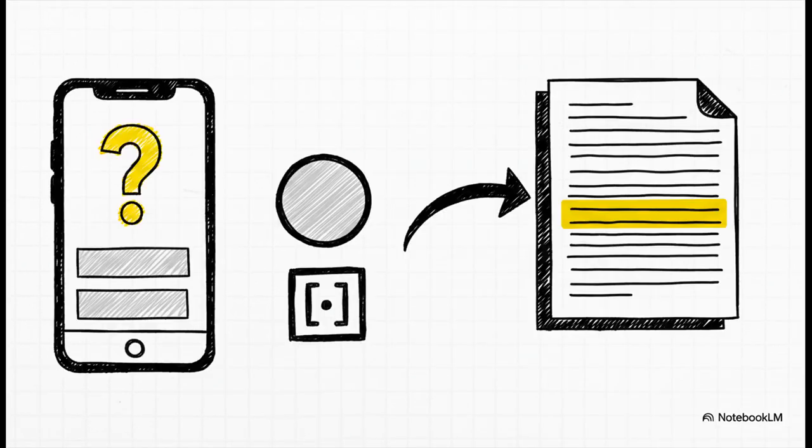The quiz feature is awesome, especially if you're a student or just need to get up to speed on new material. It creates these interactive questions to test your knowledge. But here's the best part. When you answer, it doesn't just say right or wrong. It gives you a citation that links you directly back to the exact sentence in your source material where that answer came from.